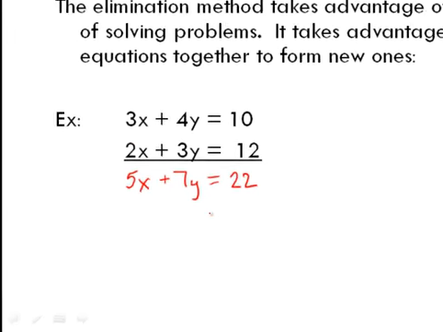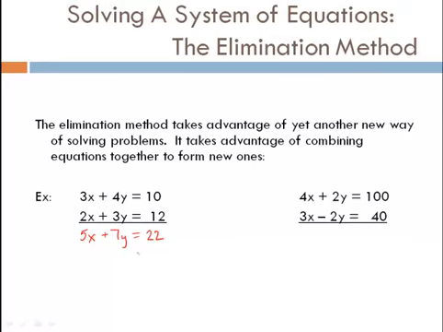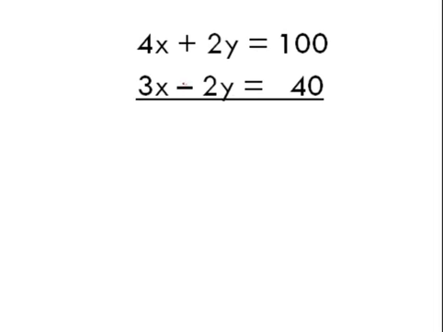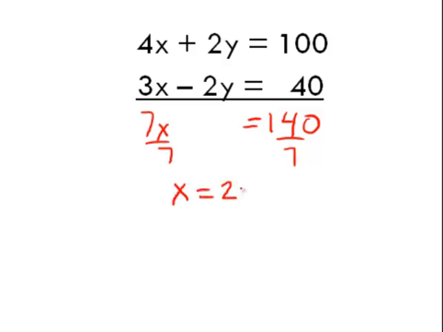Now this was an example of adding equations that wasn't very useful, but notice what happens when we add these two equations together. 4x plus 3x, when we add them together, we get 7x. 2y and minus 2y, when we add those together, they cancel out or are eliminated, hence the name. And on the other side, 100 plus 40 gives us 140. And notice this equation is very easy to solve. Divide both sides quickly by 7, and we've already got half of our answer. That x has to equal 20.